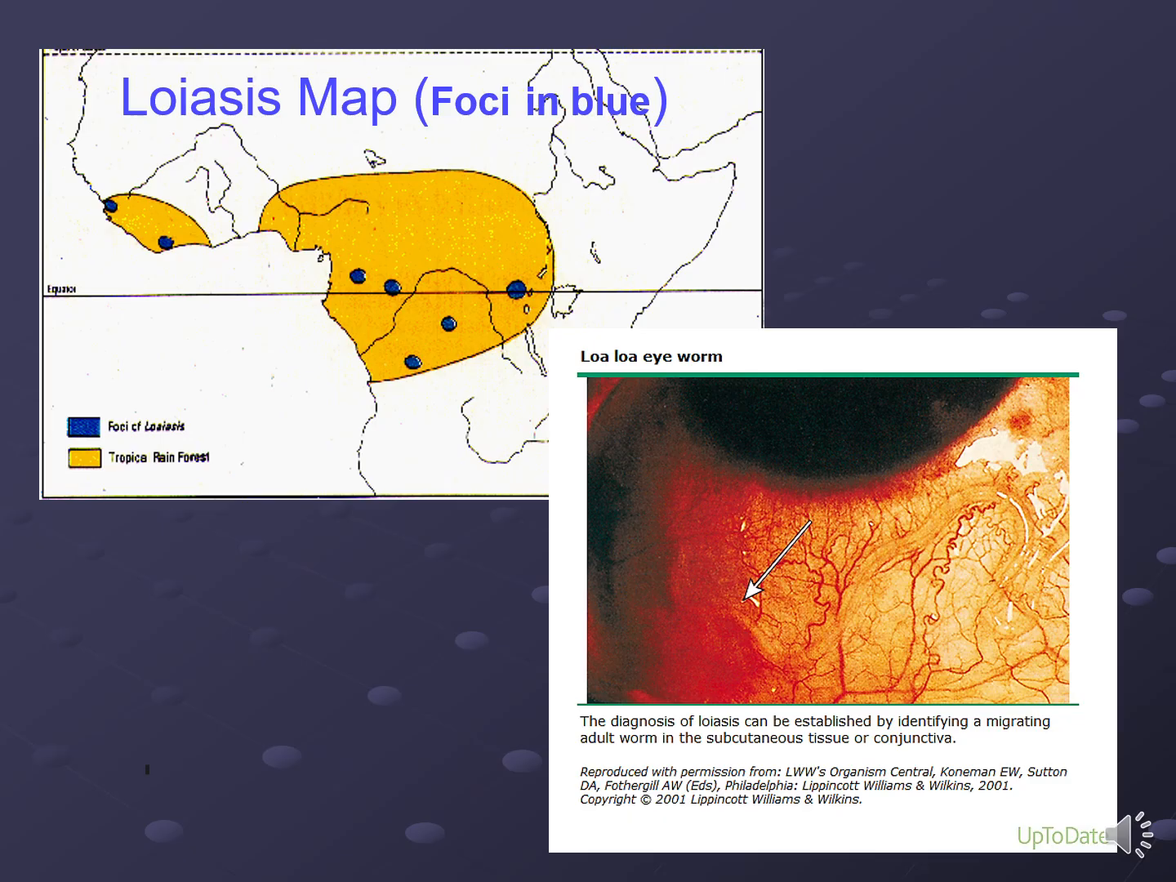Now, where does loiasis occur? Loa occurs in those areas depicted by the blue dots in here. The yellow area is for the rainforest in Central and West Africa, but in tiny foci of those tropical forests, you have loiasis, Loa.